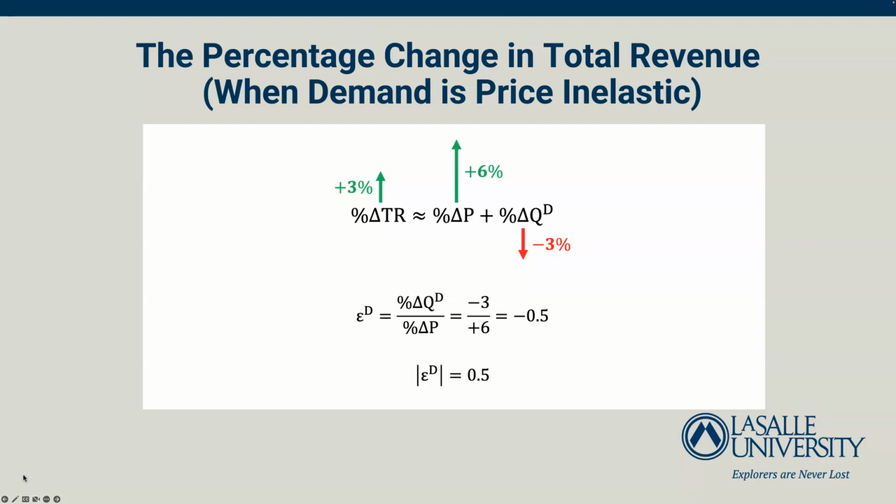And we can go back to the formula for elasticity, percentage change in quantity demanded given a percentage change in price. Here, the top is -3. The bottom is +6. So the price elasticity of demand is equal to 0.5, which in absolute value is 0.5 or less than 1.